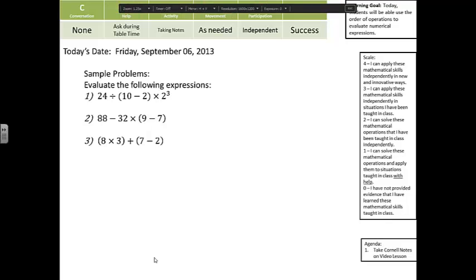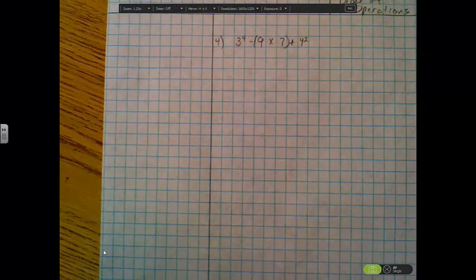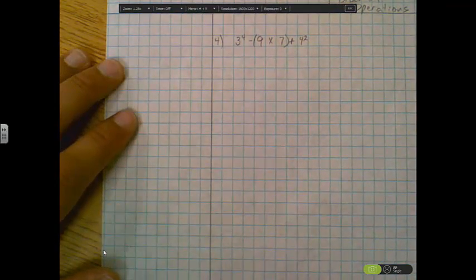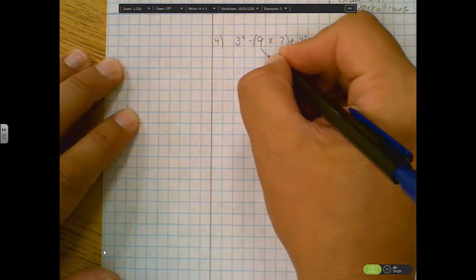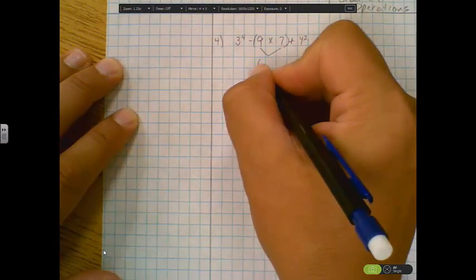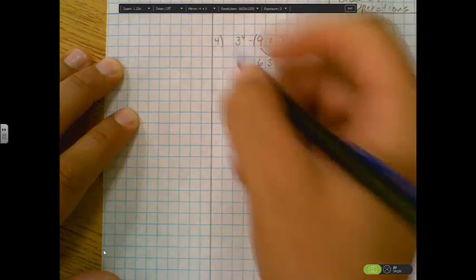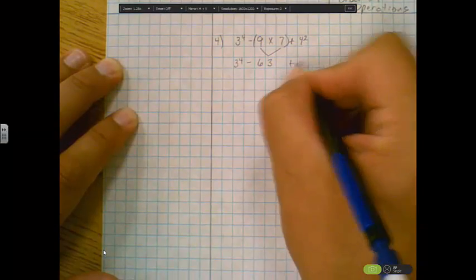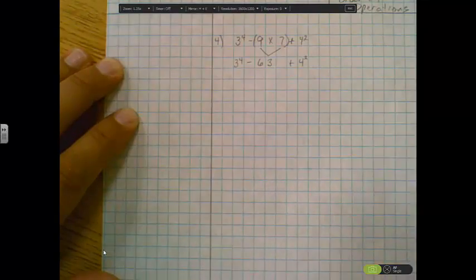And so we're going to work one more sample problem. This one is 3 to the 4th power minus parentheses 9 times 7 in parentheses plus 4 to the 2nd power. Okay, so we have copied down the problem here and we'll get started. The first step is parentheses, and we see we have a set of parentheses. So we're going to multiply 9 times 7 and get 63. And we're going to bring down everything else. So we have 3 to the 4th power and a minus sign. And we have plus 4 to the 2nd power.